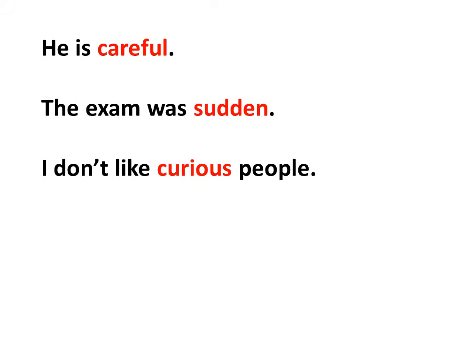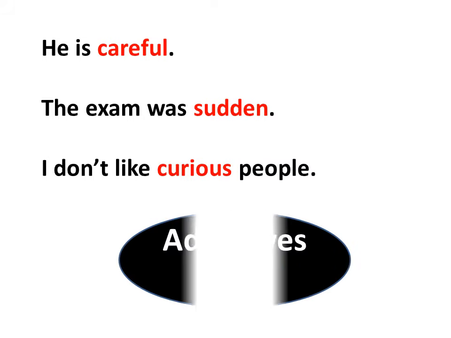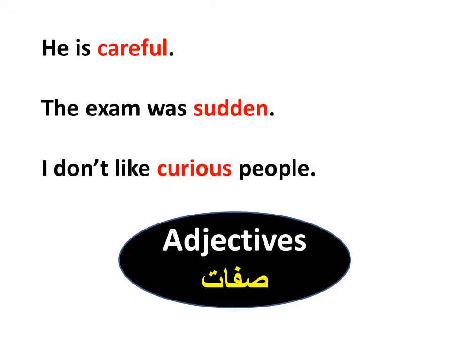Note that these words in red, careful, sudden, and curious, are all adjectives. You should know that adjectives come after the verb to be or before nouns, like he is careful. The exam was sudden. So here we have the verb to be, is and was, so they are followed by adjectives. The last sentence, curious people. So adjectives also are used to describe nouns.